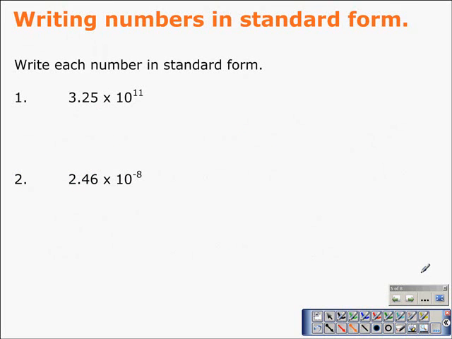Next, we're going to look at writing some numbers in standard form. Here we have 3.25 times 10 to the 11th. The way to do this would be to write out the 3.25 and then use decimal moves. Since this is times 10 to the 11th, we need to move the decimal 11 times. 1, 2, 3, 4, 5, 6, 7, 8, 9, 10, 11. I like to put that decimal in. Then we just add the zeros that we need to add.